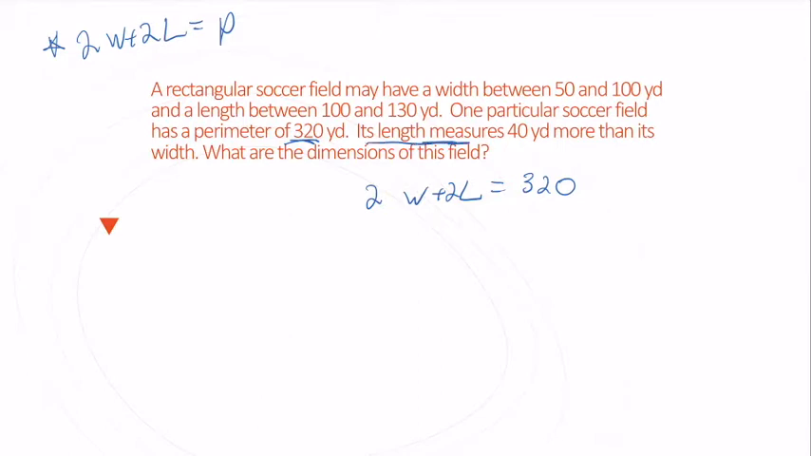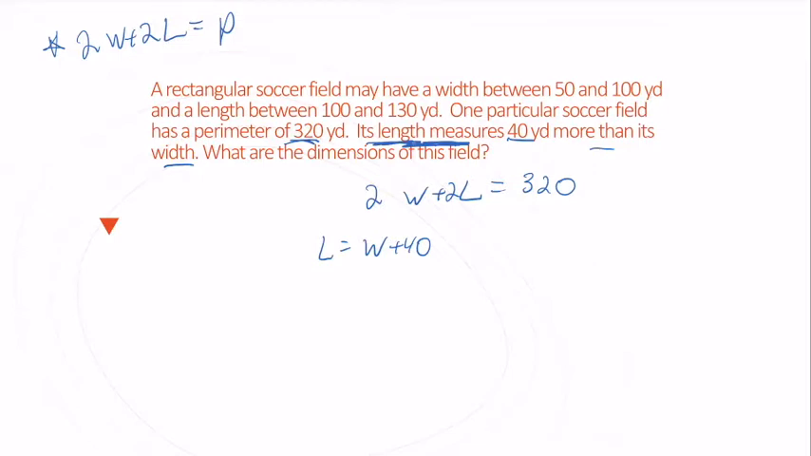I also know that the length of my field measures 40 yards more than the width. So if I wanted to make these two equal, I would take my length, set it equal to my width, and add 40 to my width. That would help us keep this balanced. Now, this is a system of linear equations.